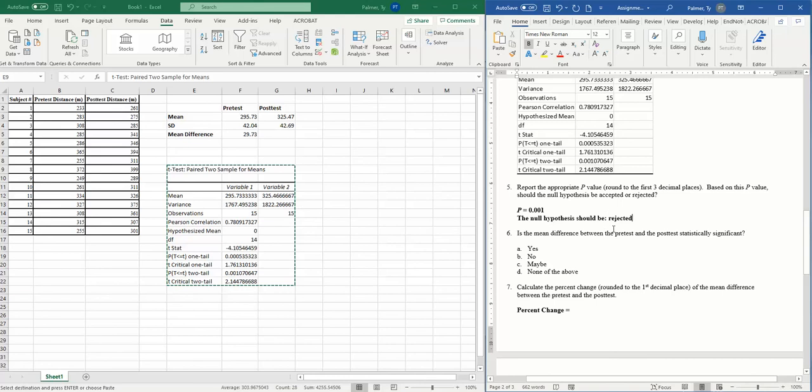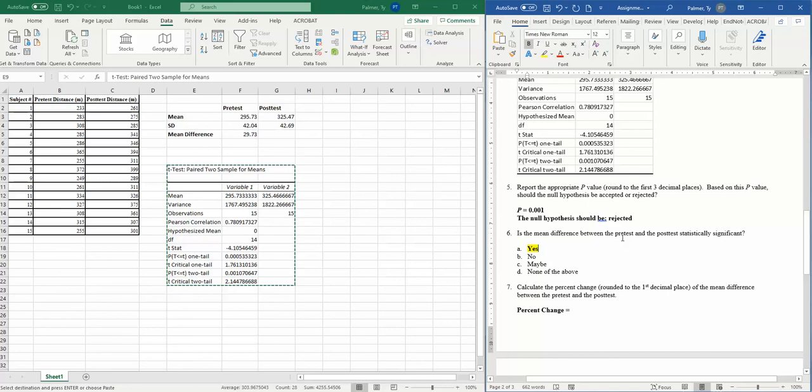By rejecting the null hypothesis, what are we actually doing? What are we stating? What are we concluding? We're concluding that the mean difference between the pretest and post-test in this example is statistically significant. So my answer here would be yes. Yes, the mean difference between the pretest and post-test is statistically significant. Why? Because we rejected the null hypothesis. By rejecting the null, that's what we conclude.